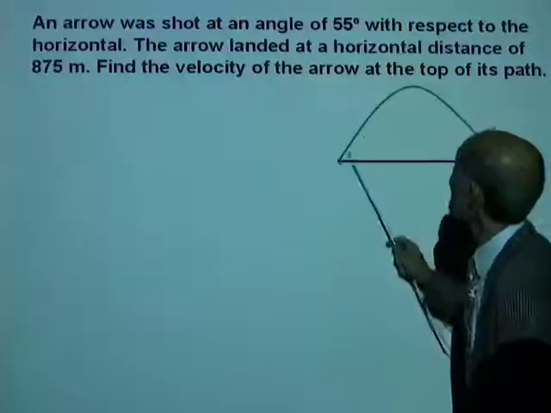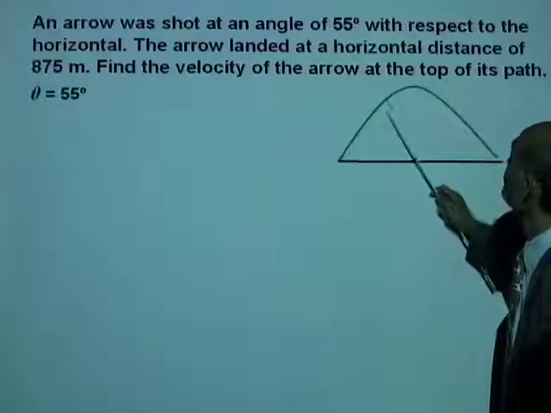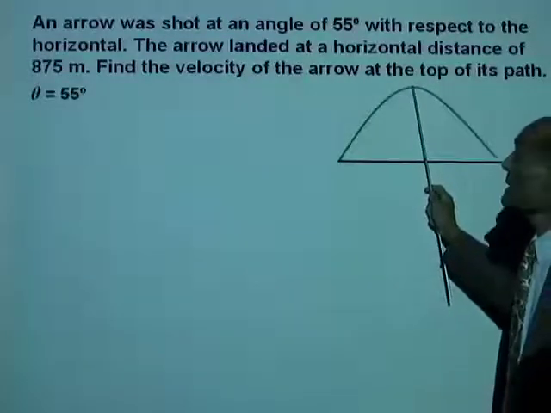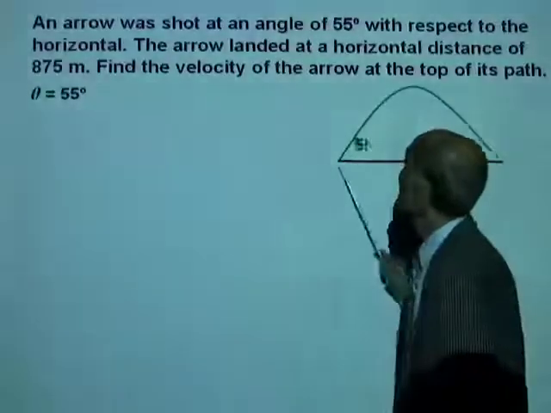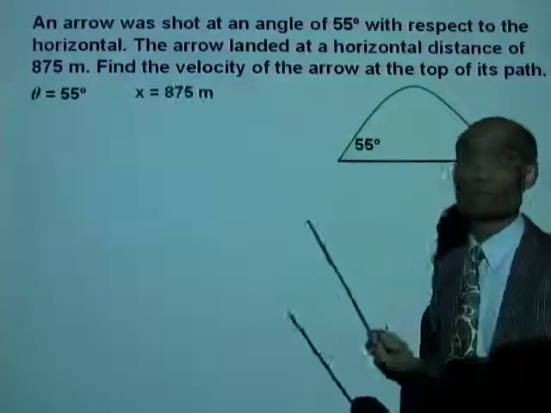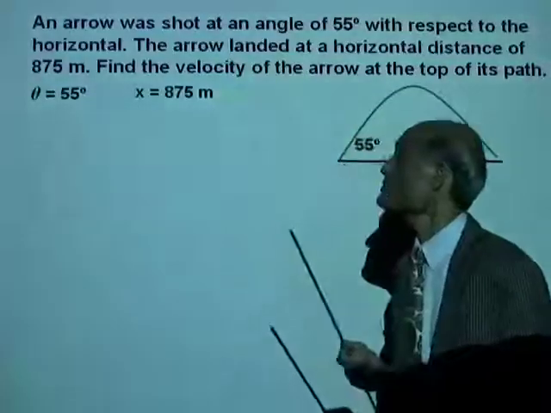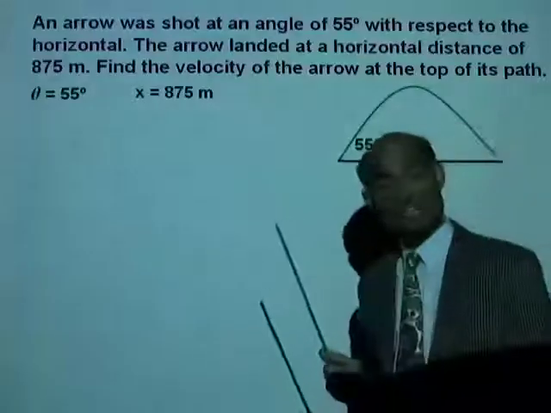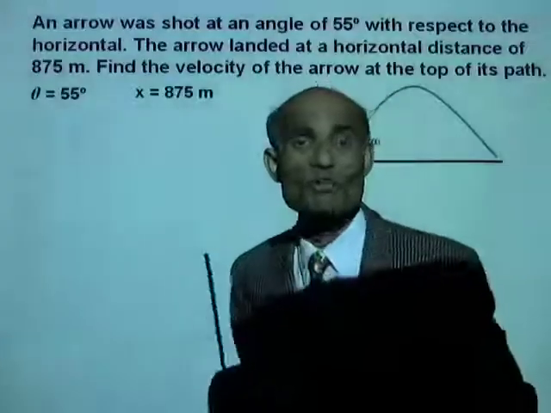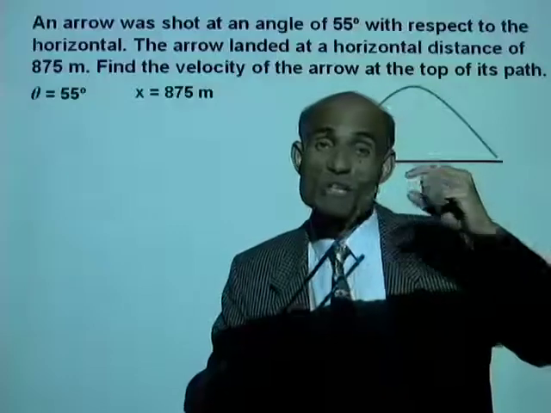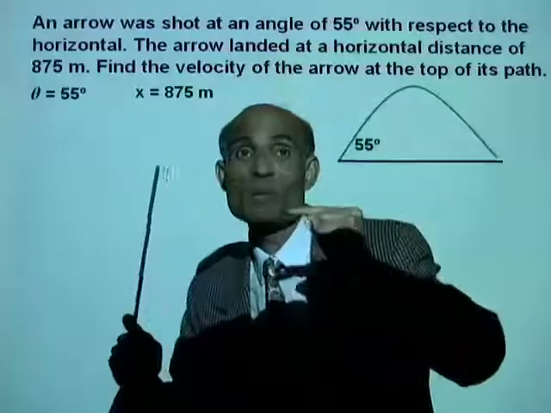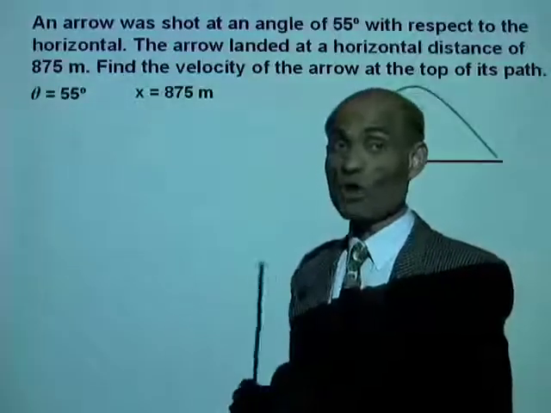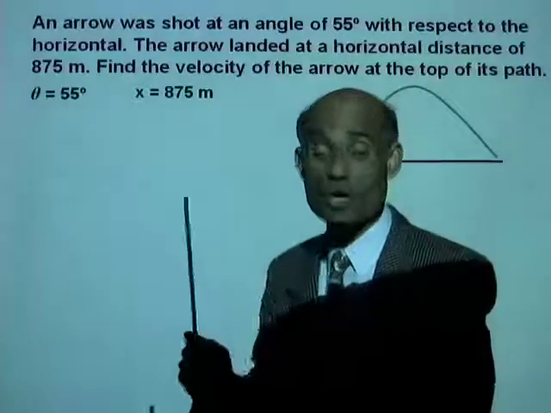Well, here is the arrow projected. The arrow goes like this. We need to find the velocity at the maximum height. The angle of projection is 55 degrees. The horizontal range is 875 meters. Well, what is the equation for the horizontal range? The horizontal range is the horizontal velocity multiplied by the time of flight. And the horizontal velocity is V0 cos theta.